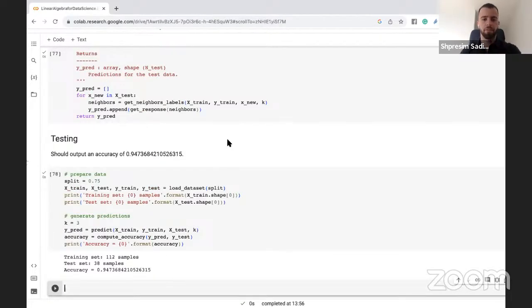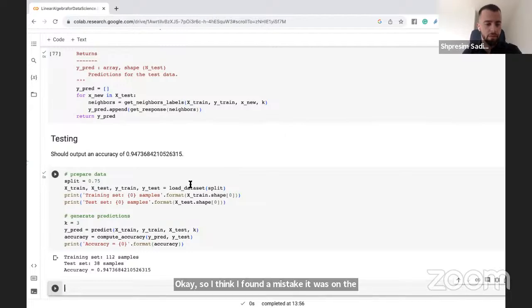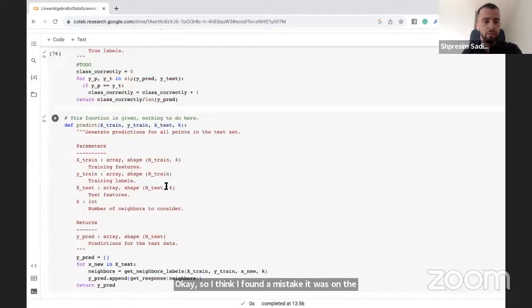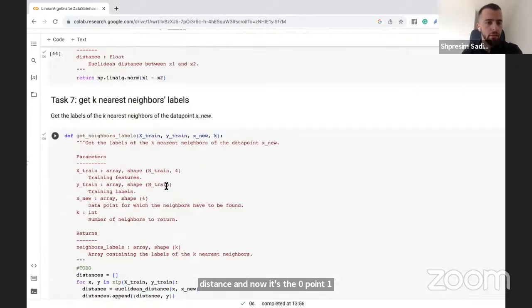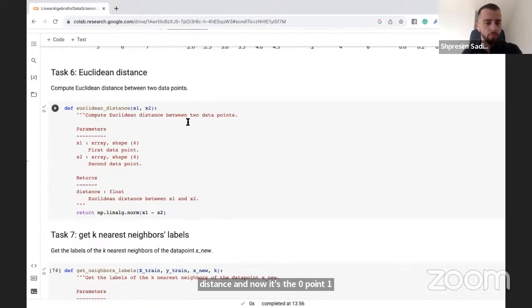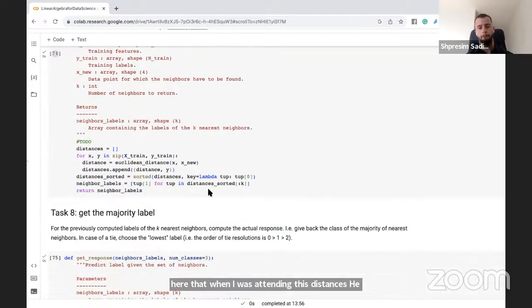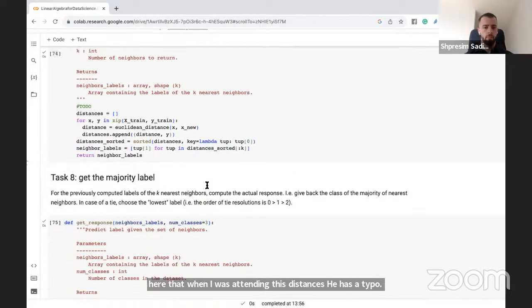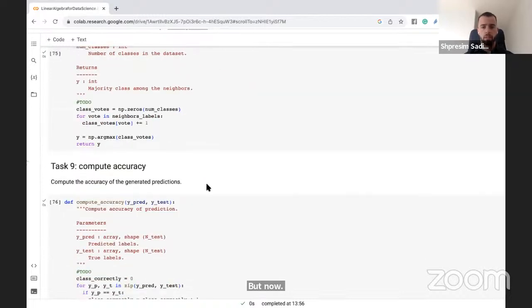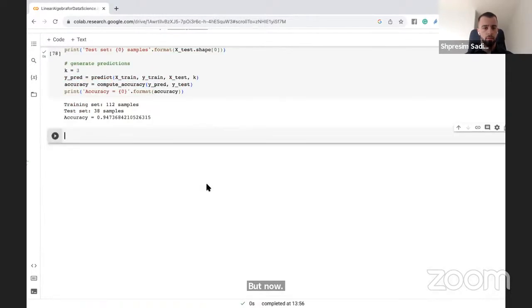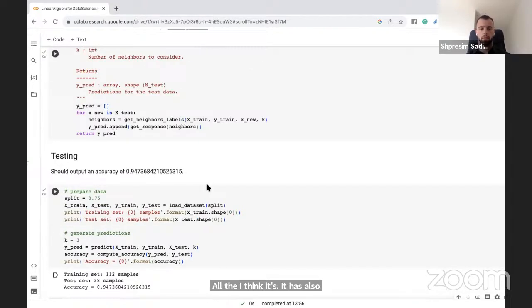Okay, so I think I found the mistake. It was in the distance, and now the accuracy is 0.94. So yeah, the mistake for everyone who was following was here, that when I was appending these distances, we had a typo. But now Google Colab should all be working, and I think it has also all the solutions for everyone that is interested.